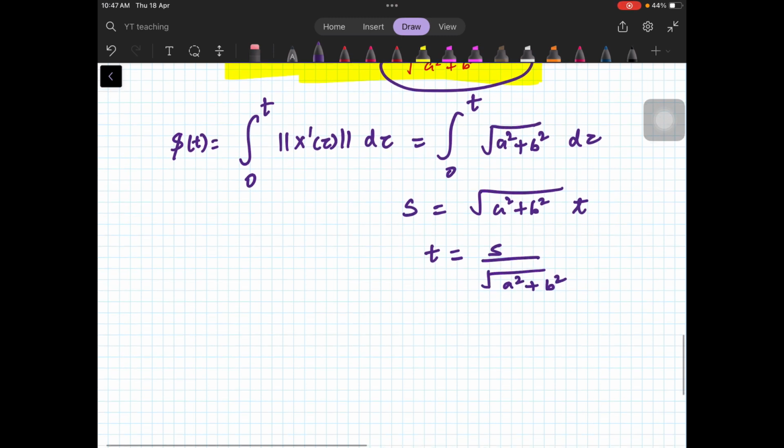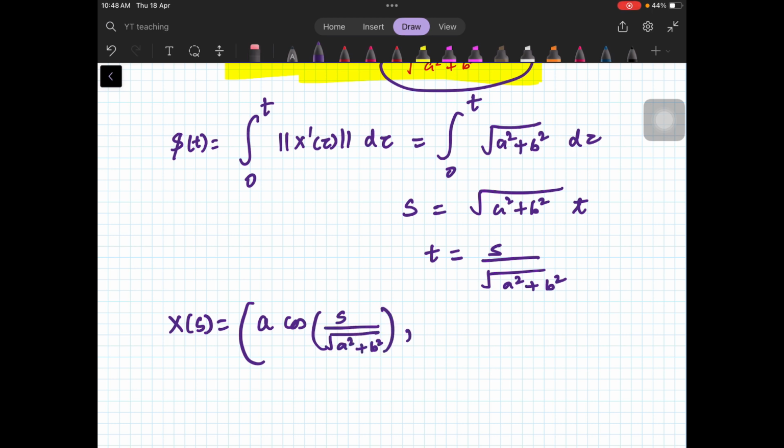So what is my x of s? I have to replace t with s. So I get a cos of s upon the square root of a squared plus b squared, comma a sin of s upon the square root of a squared plus b squared, and then comma b s upon the square root of a squared plus b squared.